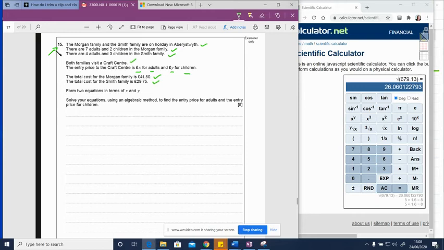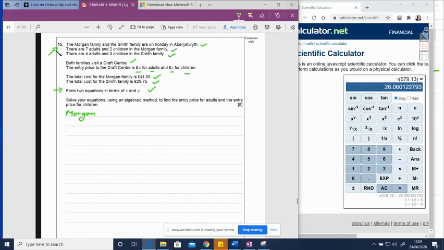£29.75. First thing it asks us to do is form 2 equations in terms of X and Y, and then solve these equations using an algebraic method to find the entry price for adults and children. Now I can see straight away it's simultaneous equations, but I'm going to start by forming 2 equations in terms of X and Y. So let's have a look at the Morgan family first.